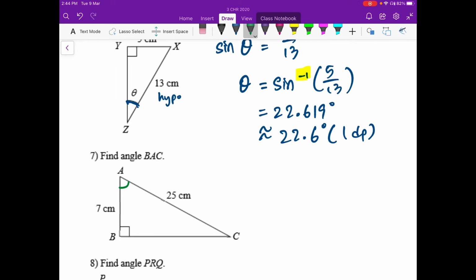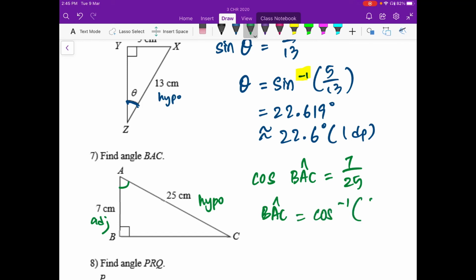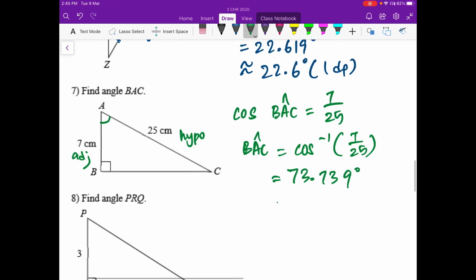So we have one side, 7 cm. With respect to this angle, this is called the adjacent. Here we have the hypotenuse because it is the longer side. So adjacent and hypotenuse, which trigo ratio do we use? Which one is the A and the H? Cosine. So write down cosine of the angle BAC. Cosine of the angle is 7 over 25. So BAC must be cosine inverse of 7 over 25. One dp again.